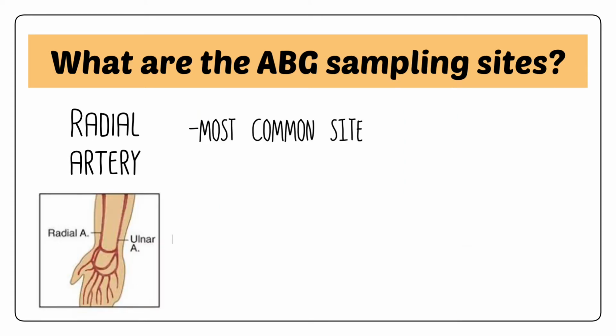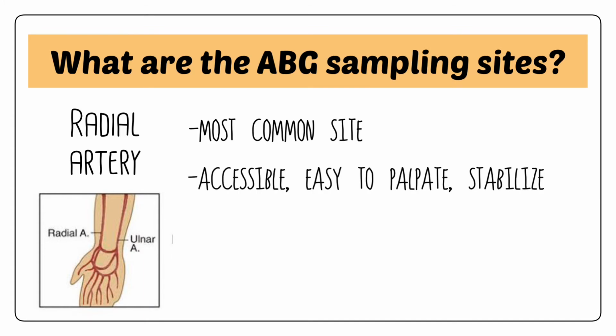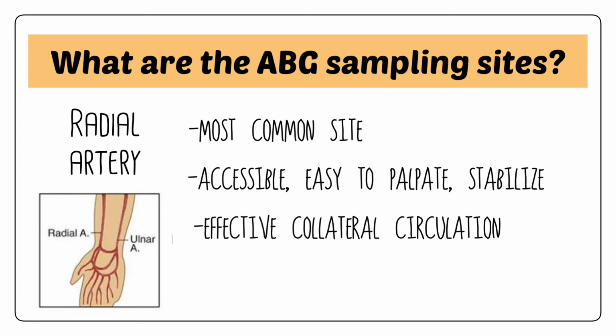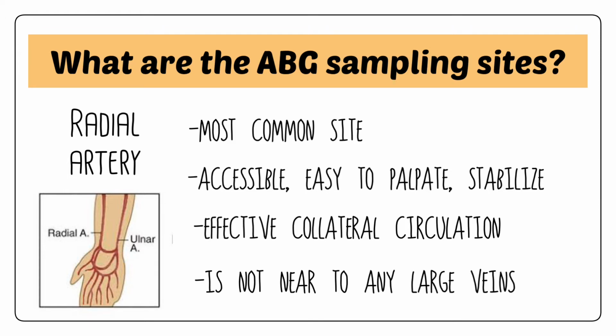But why the radial artery? Because of all sites, the radial artery is more accessible, easy to palpate and stabilize. It has more effective collateral circulation, and the artery is not near any large veins.